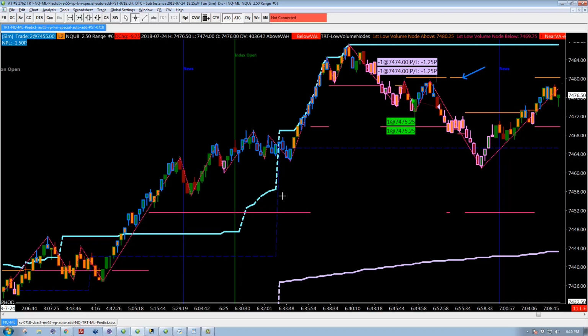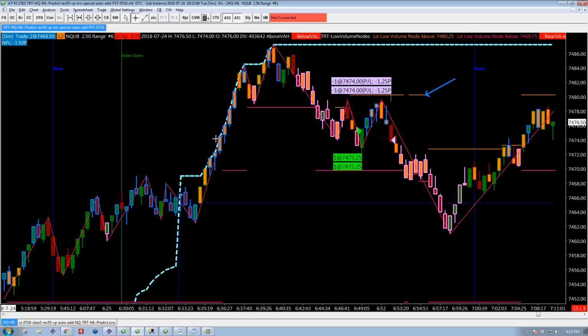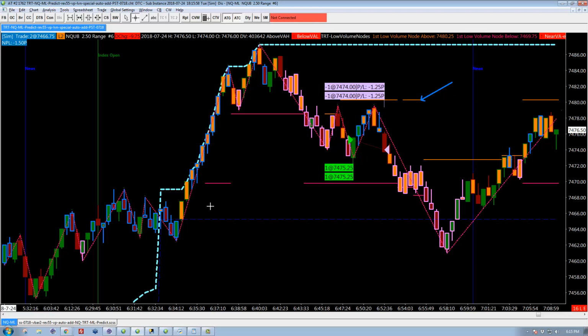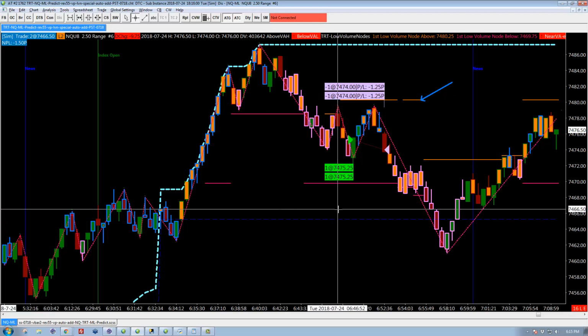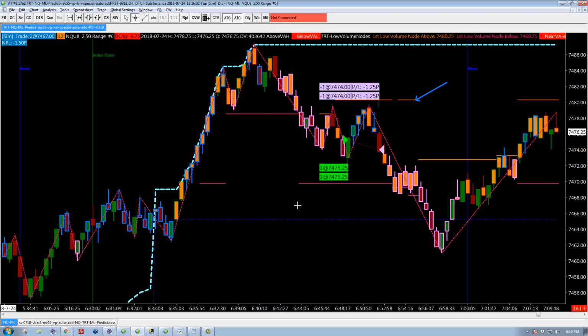Okay, and then what I want to do is I only want to take trades when I'm near a low volume node or at a value area line, so value area high or low. Okay, and so the orange bars are that. They're showing you a case where I'm near a value area high or low, or I'm near a low volume node. All right, so we start trading 645-ish right in here.